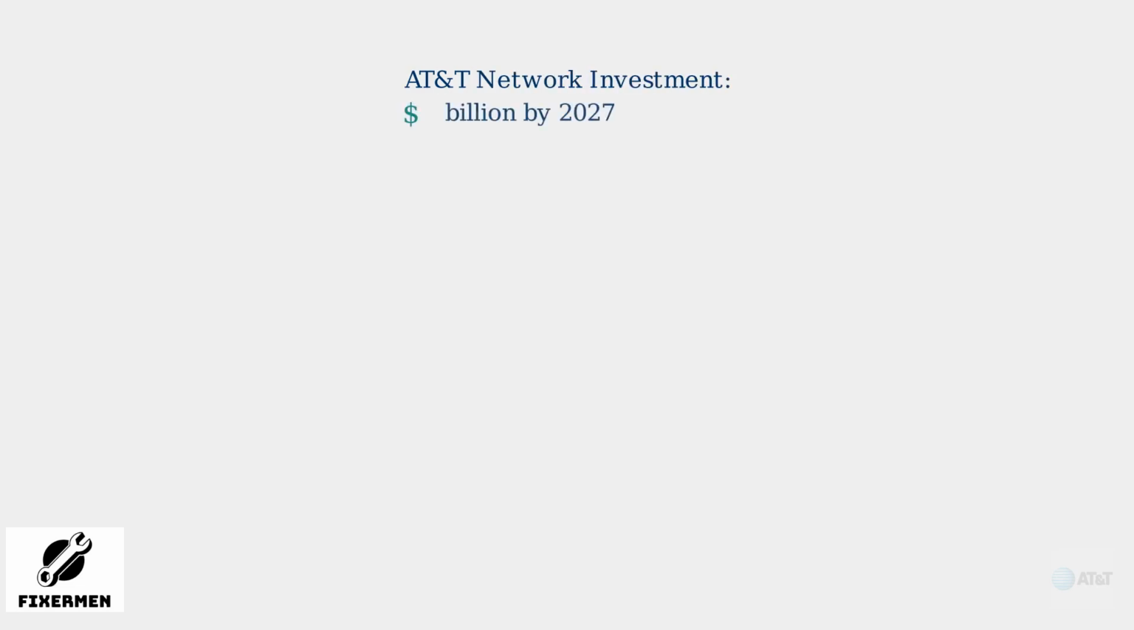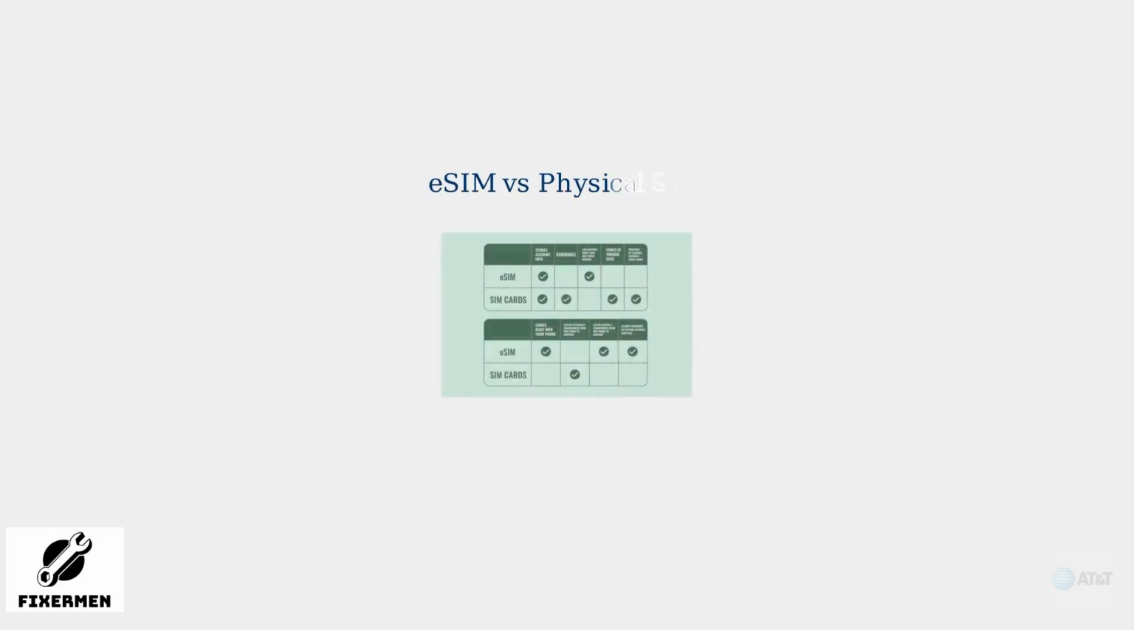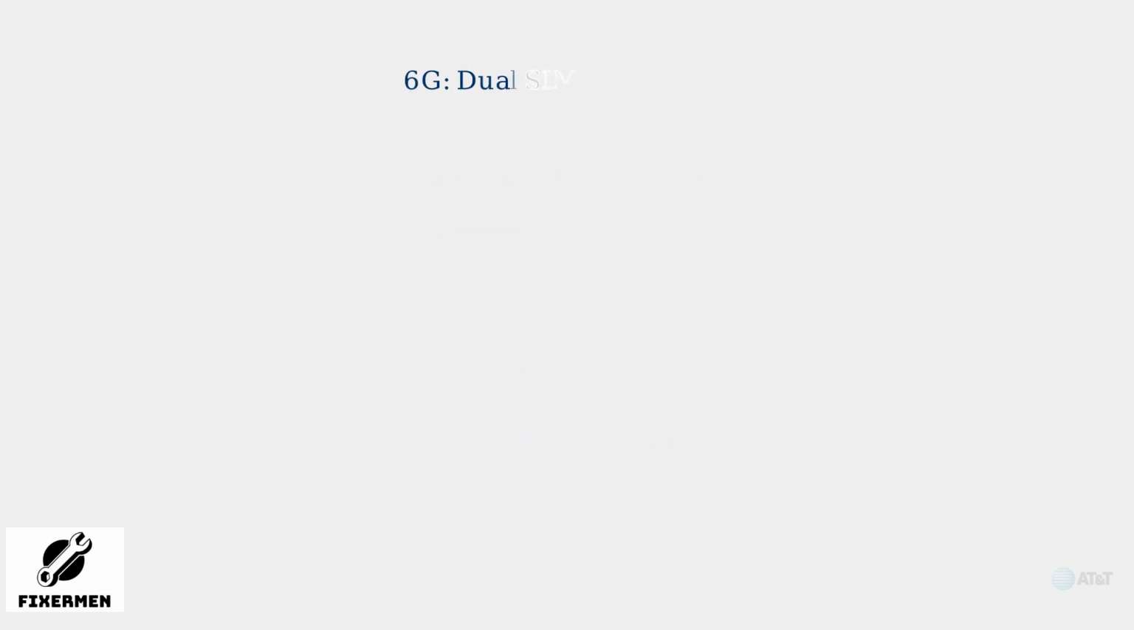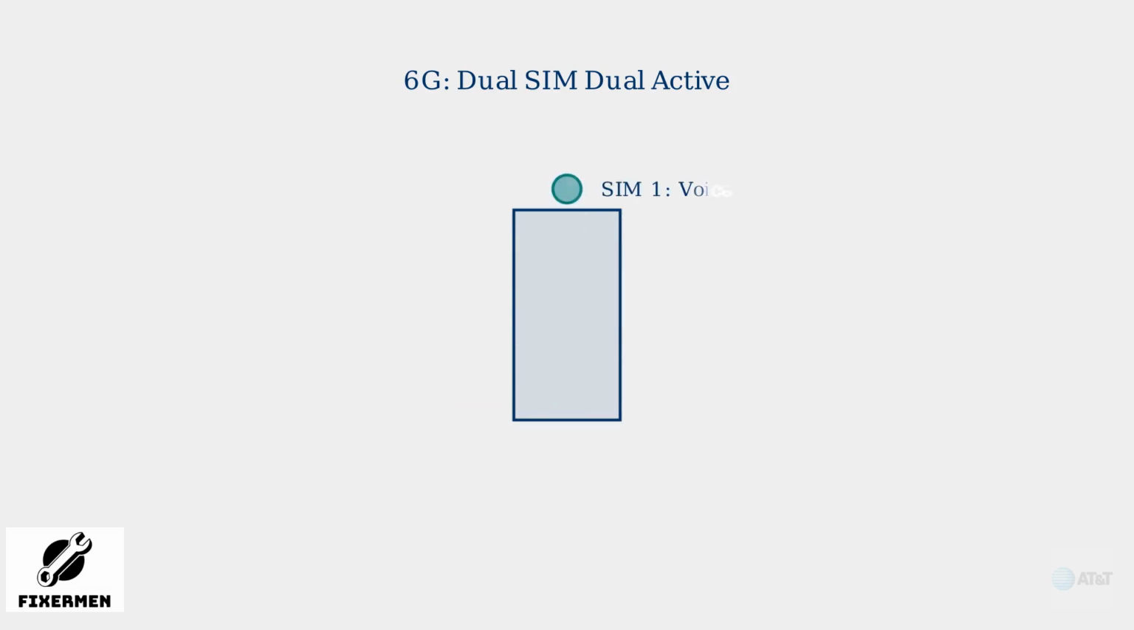Looking ahead, AT&T is making significant investments in network upgrades to improve dual SIM reliability and reduce issues. The mobile industry is trending toward eSIM dominance, replacing physical SIM cards for greater convenience and flexibility. The future promises true dual SIM, dual active support through upcoming 6G networks, enabling simultaneous voice and data on both SIMs without interruptions. To benefit from these improvements, keep your device software and carrier settings updated regularly.